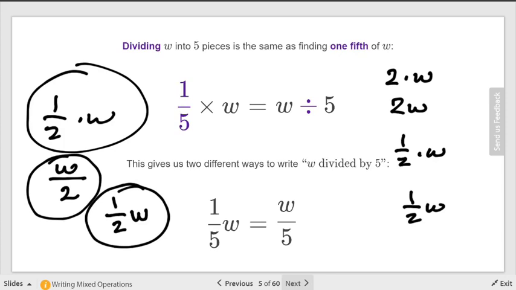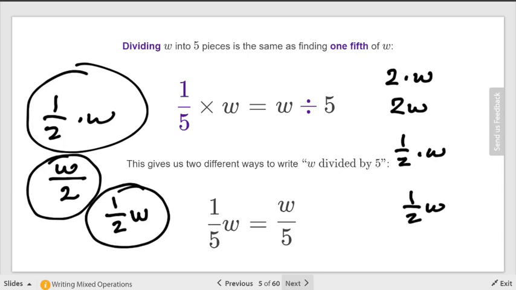So do you see all of them? Do you see the reason why they're the same? Multiplying by 1/2 is the same as dividing by what? 2. So you could write it as W over 2. Multiplying a number times a letter just puts them side by side. So you could also write it as 1/2 W.